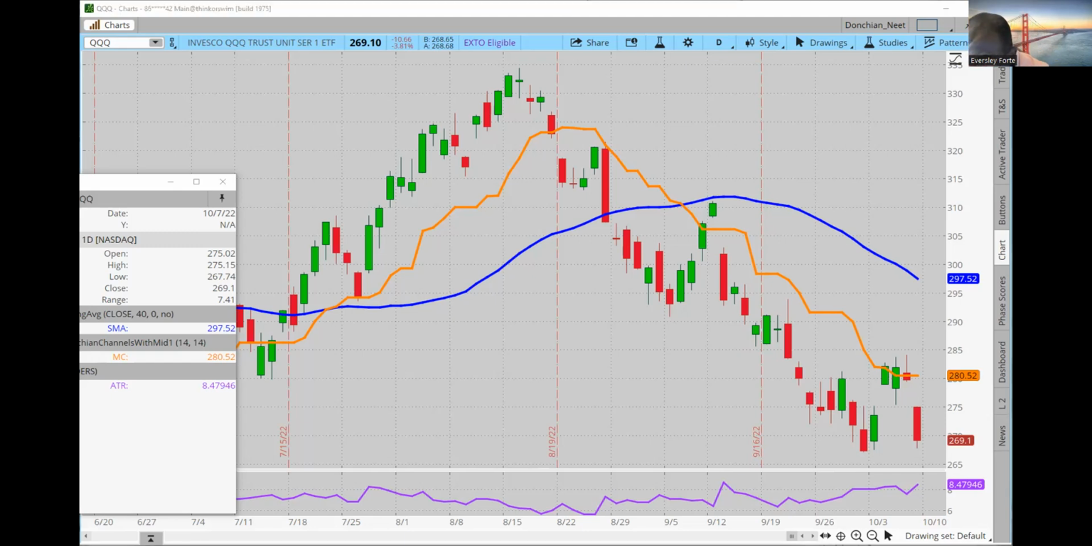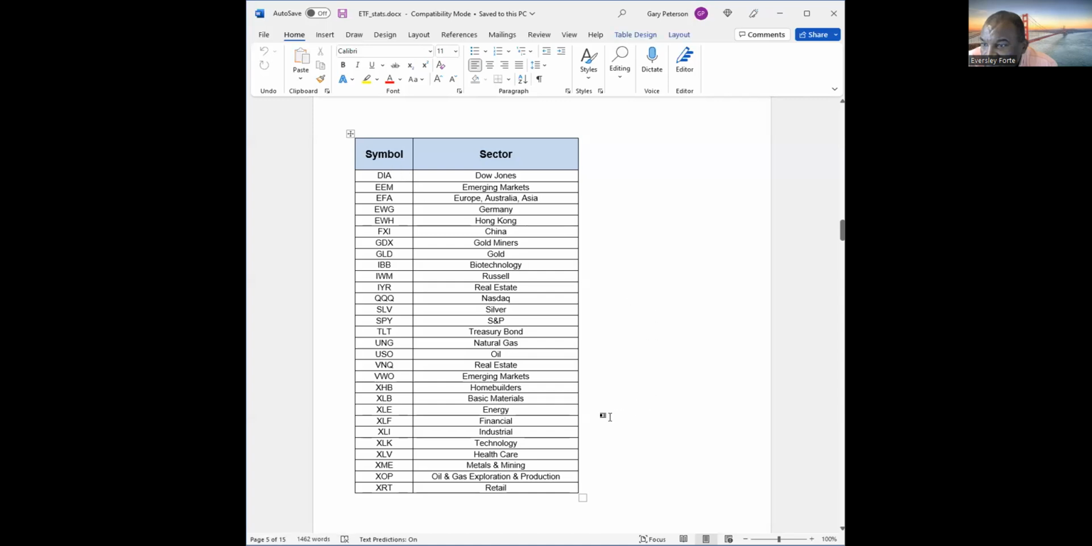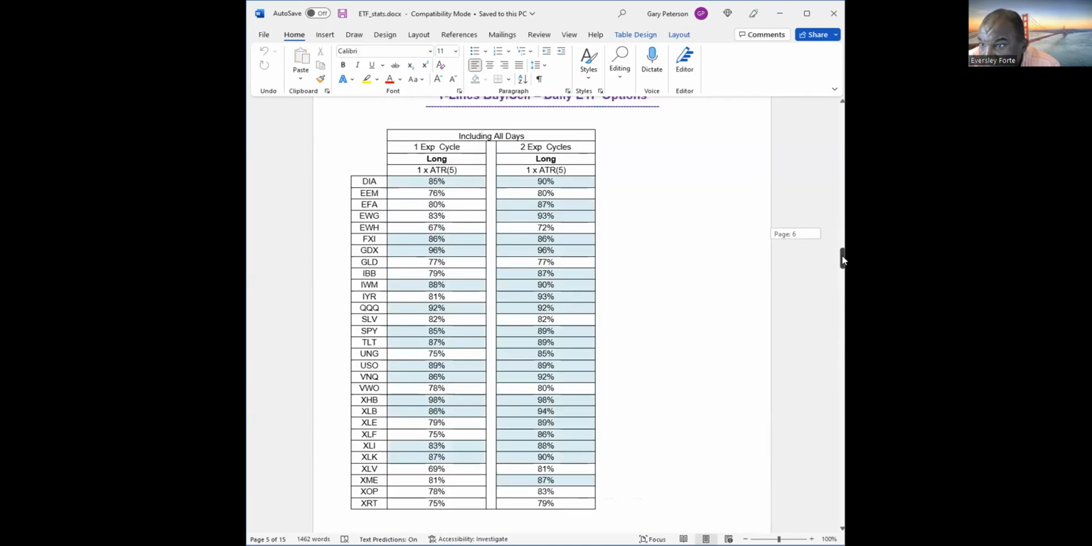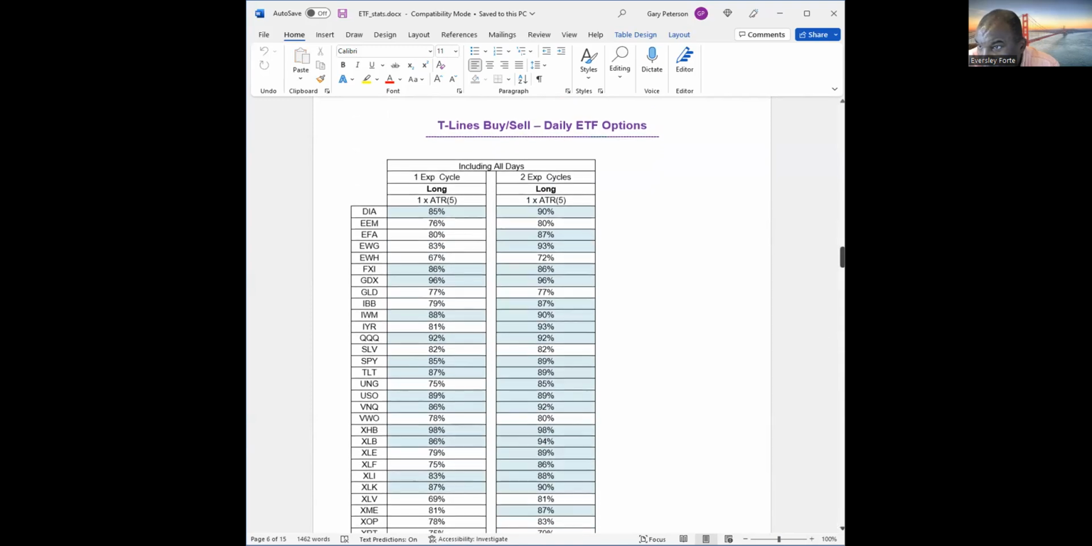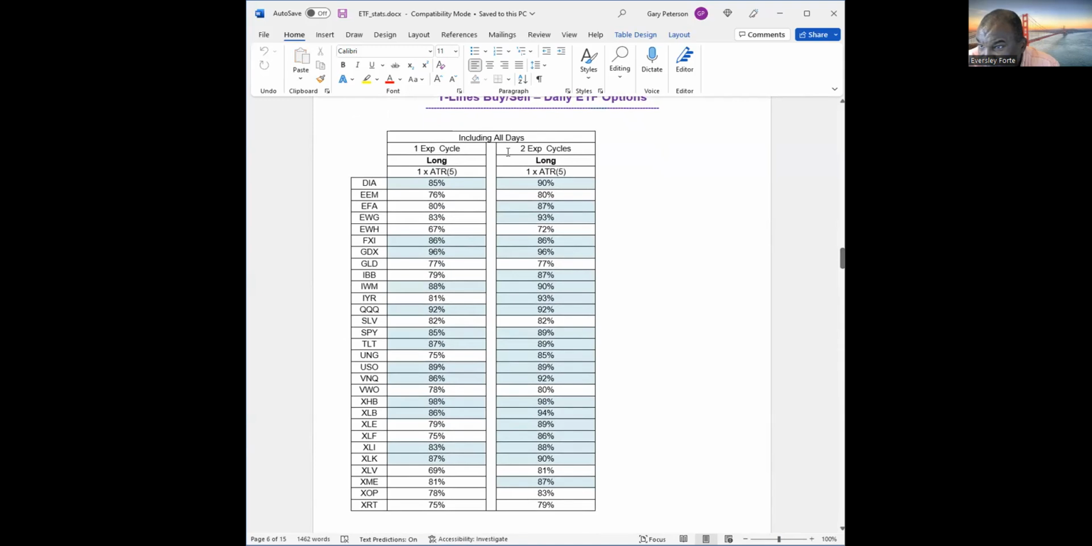All right. I'm going to show you some stats so we know what we trade and when to trade it. So here are our sectors which we trade, 28 of them. With options, we get a very, very diversified portfolio. Now, this is one of the strategies, the T-line, buy and sell. These are the long trades, the long side of that strategy. And if you see here, these are the stats for 1 expiration cycle of time, and these are the stats for 2 expiration cycles of time on the long side.